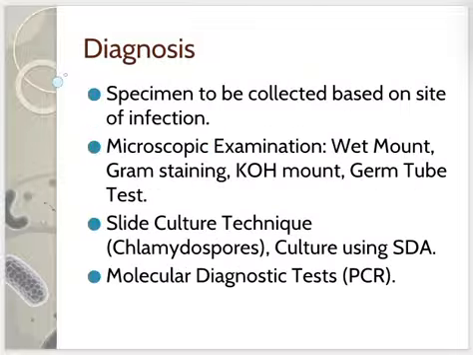Diagnosing fungal infections depends on collecting samples from the affected site. Common methods include microscopic exams like wet mounts, gram staining, and KOH mounts. The germ tube test helps identify Candida species. Slide culture techniques reveal chlamydospores, and cultures on Sabouraud dextrose agar confirm fungal growth. Molecular tests like PCR provide precise identification. Combining these methods improves diagnostic accuracy.